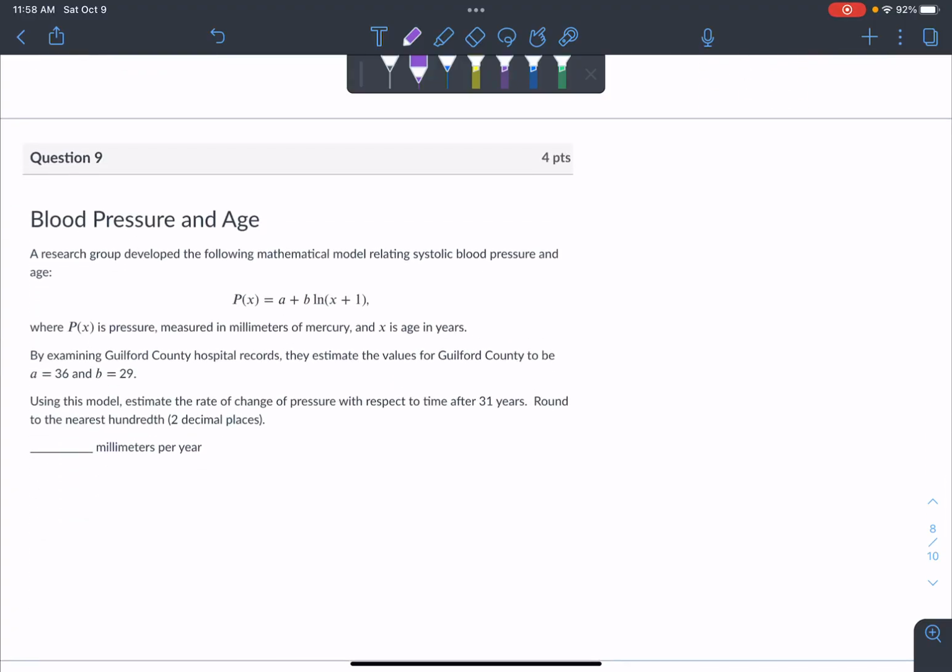All right, blood pressure and age. So we have a blood pressure model here. X is age in years. We have these constants, and we want to know the rate of change of pressure with respect to time after 31 years. So this, again, is kind of sounding a little familiar. We want P prime of 31.